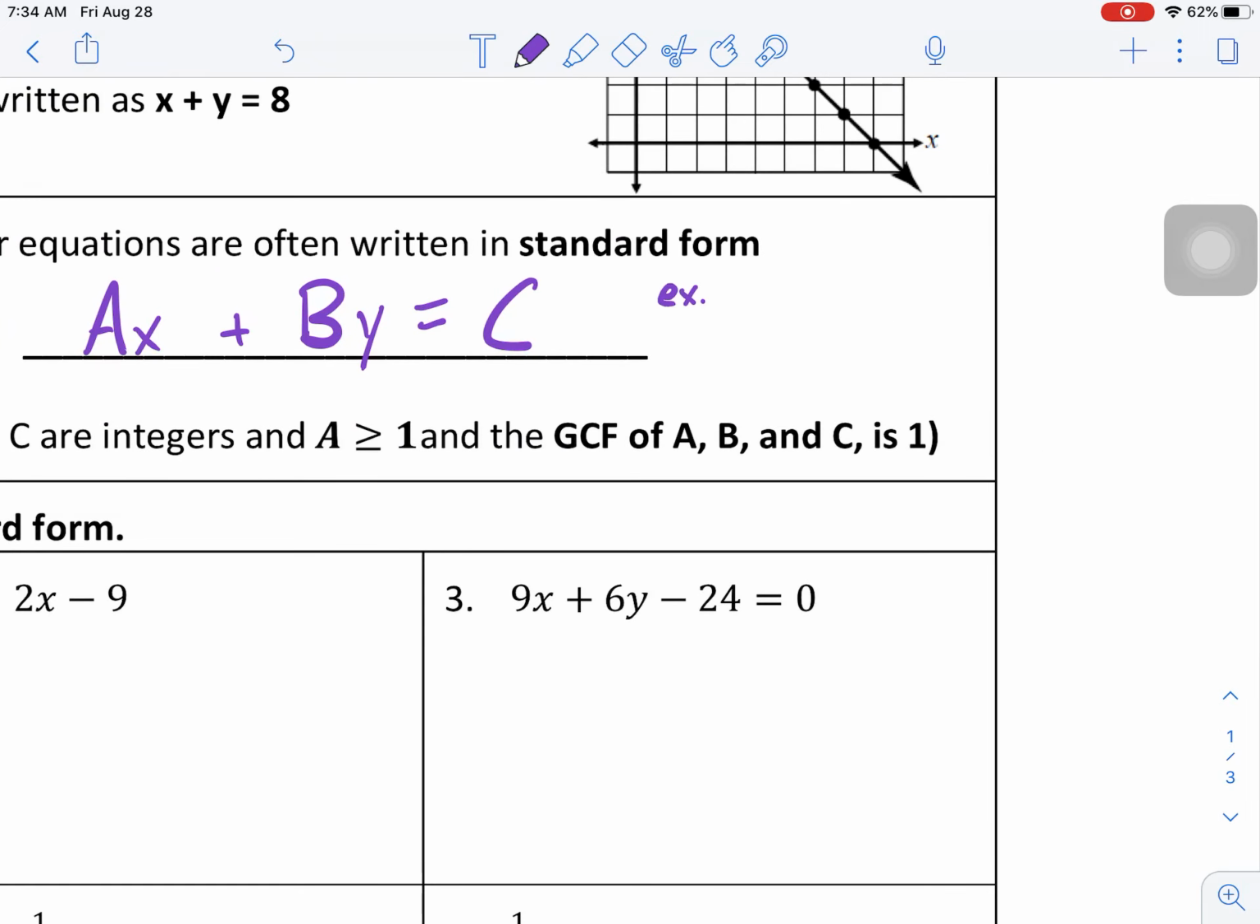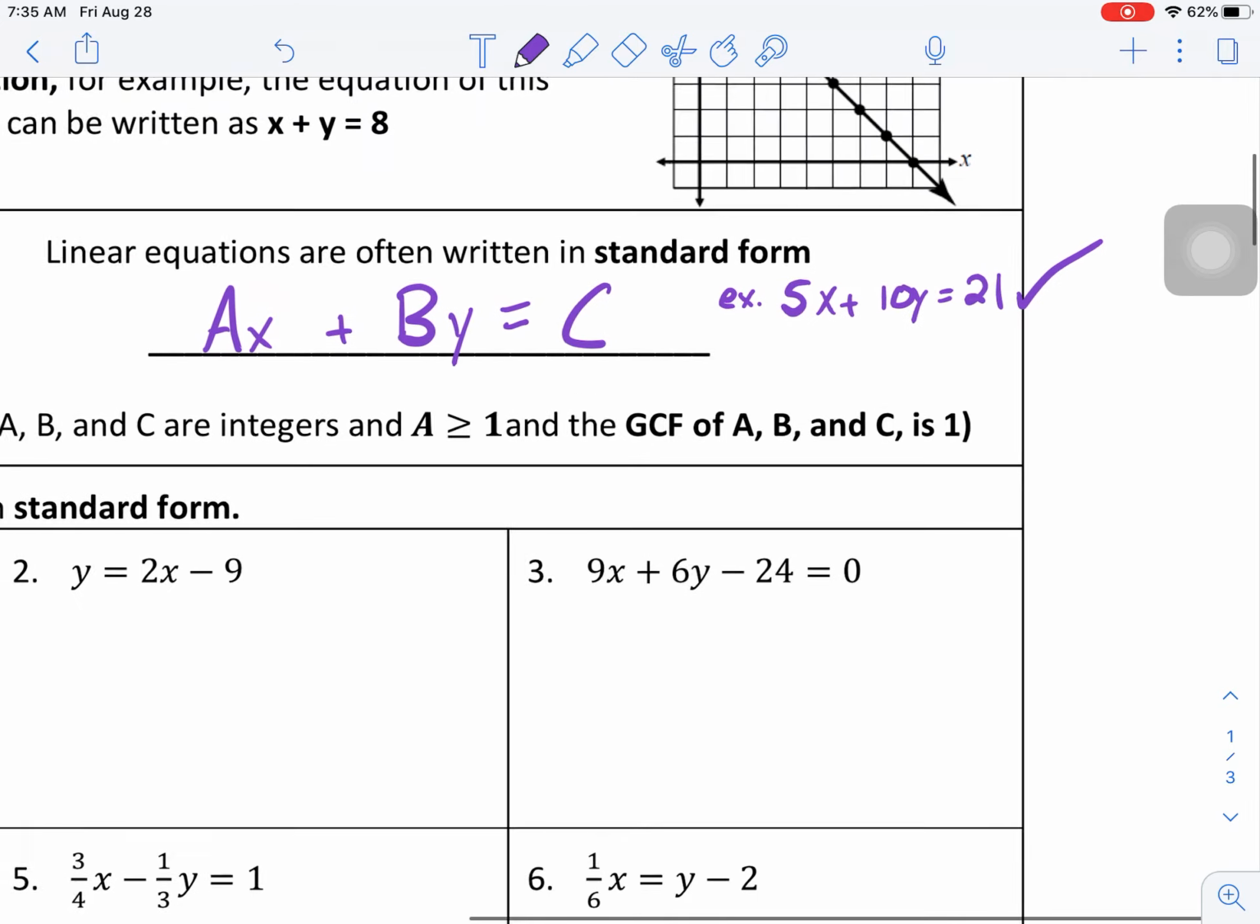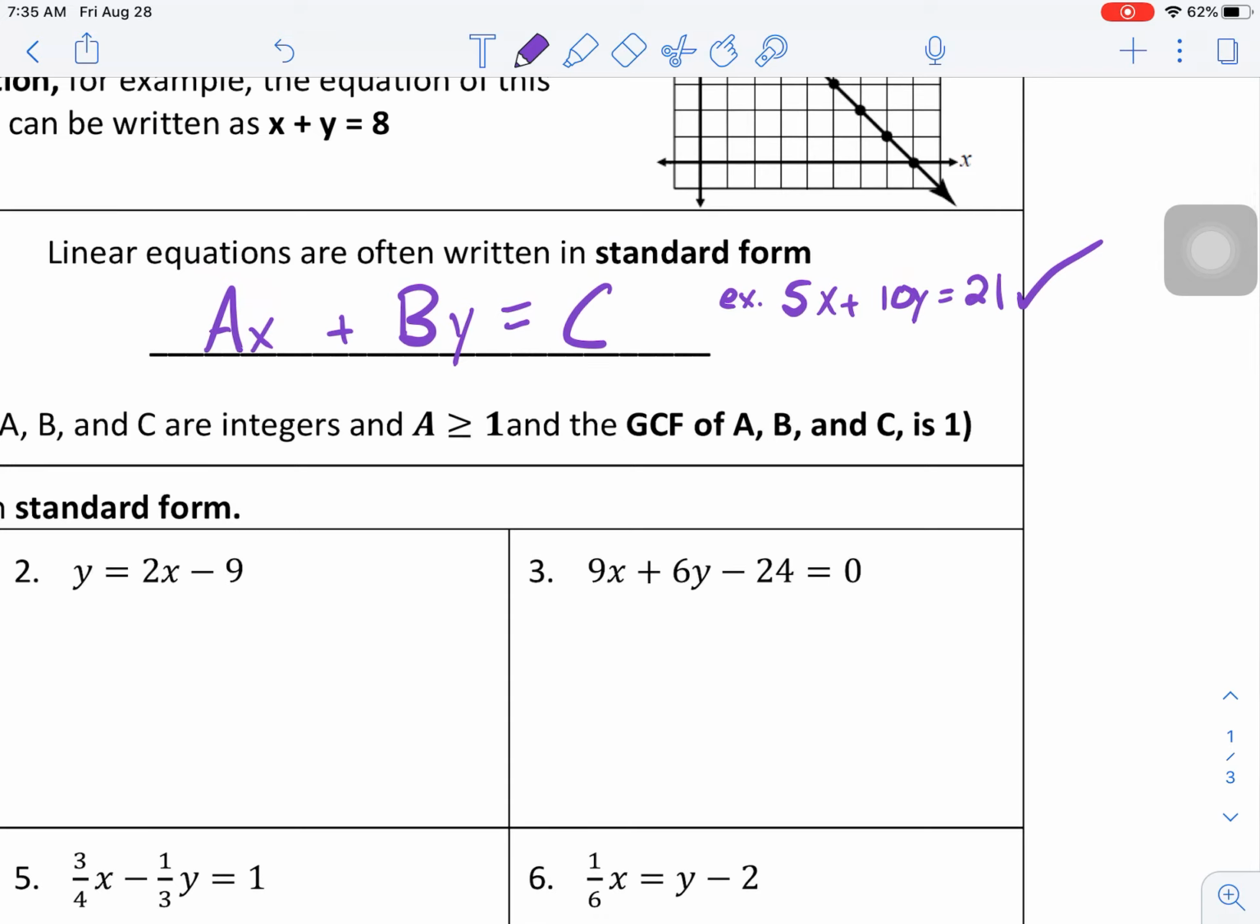And a good example to use is this. If a was 5, so it would be 5x plus b, we would use 10y, equals c is 21. This is a good example of a standard form linear equation.